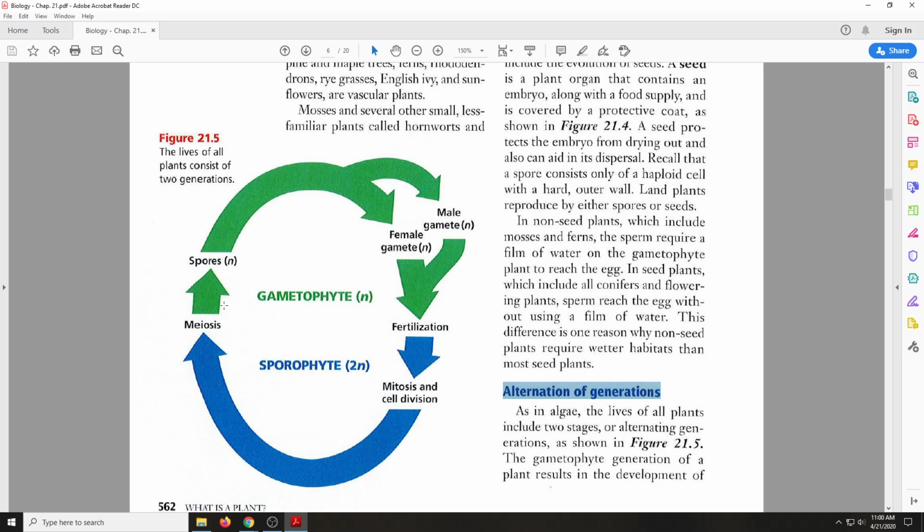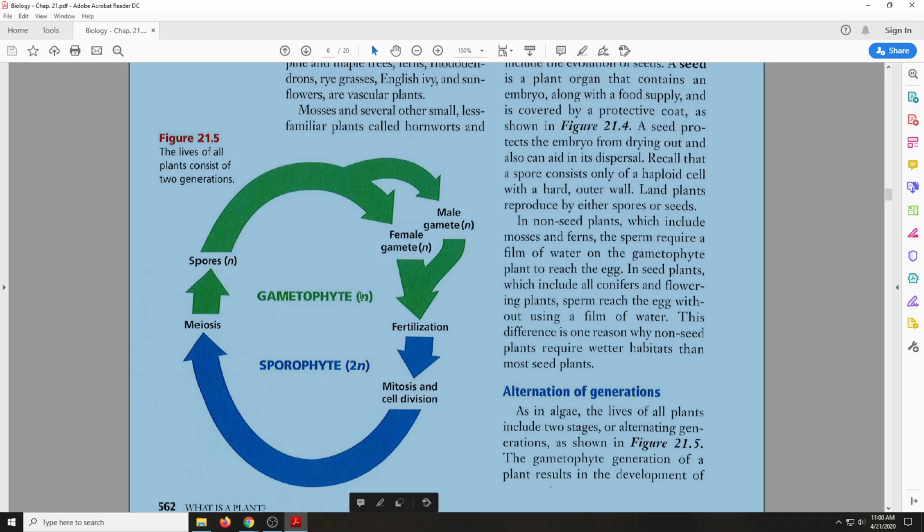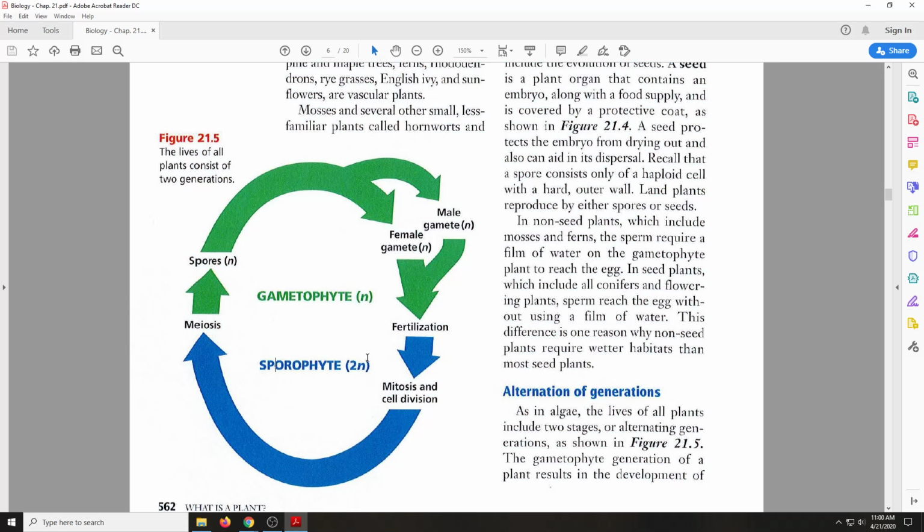So, as in algae, which we did not talk about, but I'm just letting you know, the lives of all plants include 2 different stages, or 2 different generations. One of them is the gametophyte generation, and the other one is the sporophyte generation. Gametophytes have n number of chromosomes, sporophytes have 2n number of chromosomes.